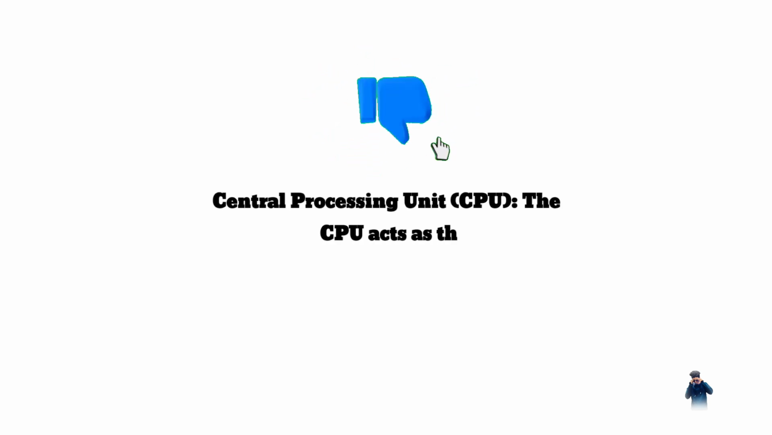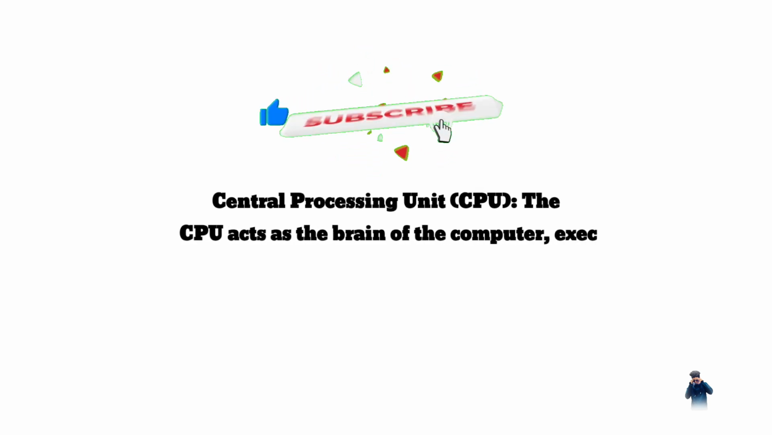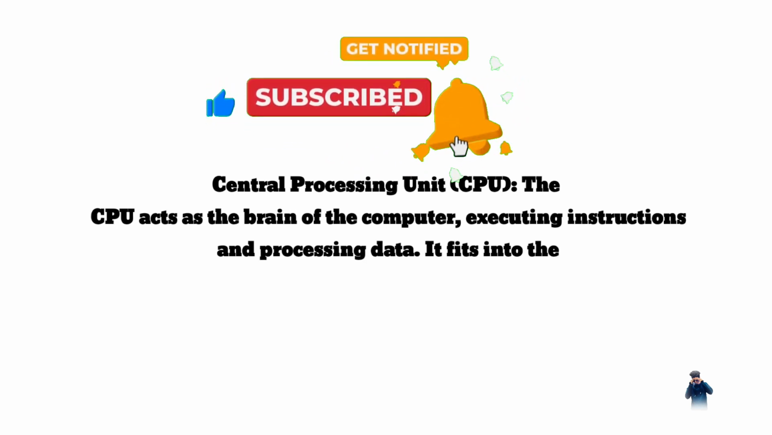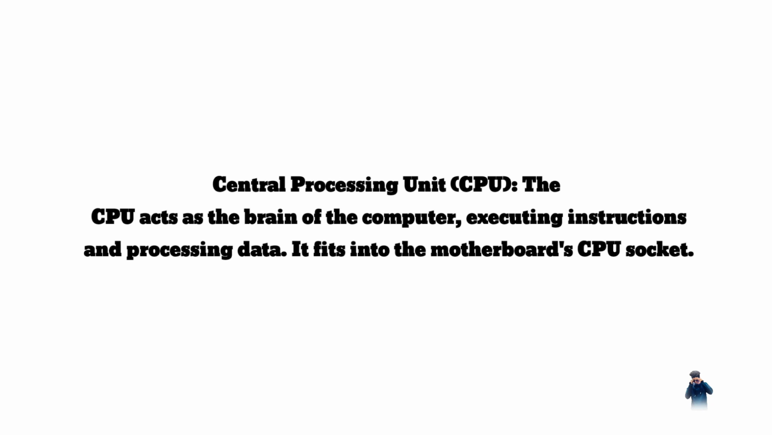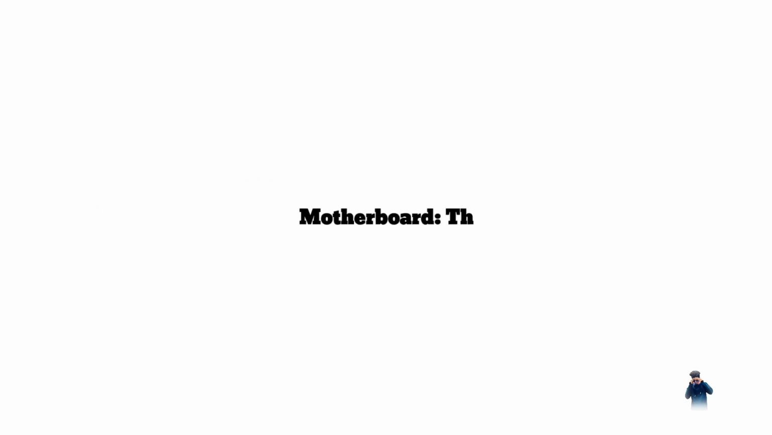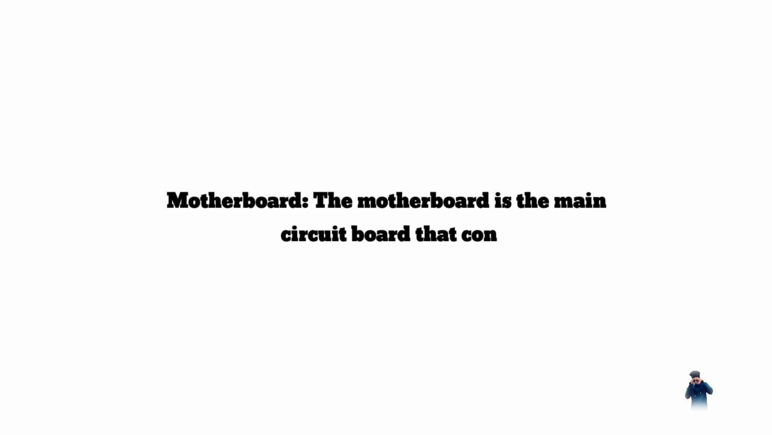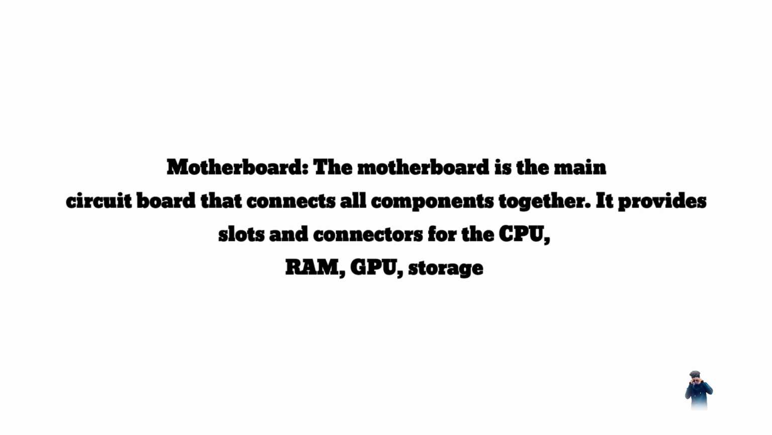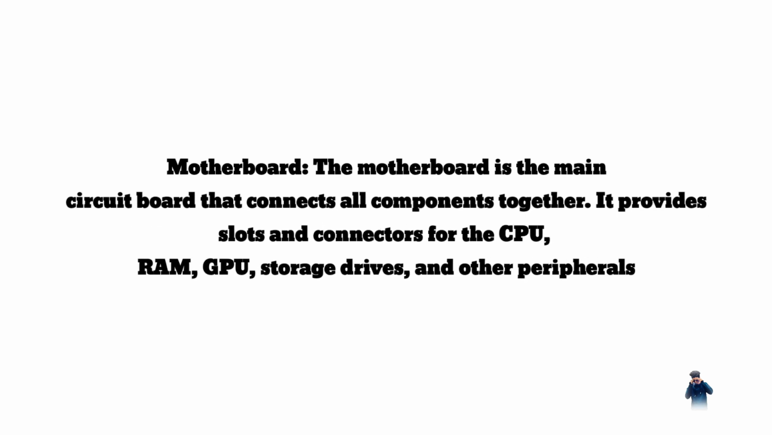1. Central Processing Unit, CPU. The CPU acts as the brain of the computer, executing instructions and processing data. It fits into the motherboard CPU socket. 2. Motherboard. The motherboard is the main circuit board that connects all components together. It provides slots and connectors for the CPU, RAM, GPU, storage drives, and other peripherals.